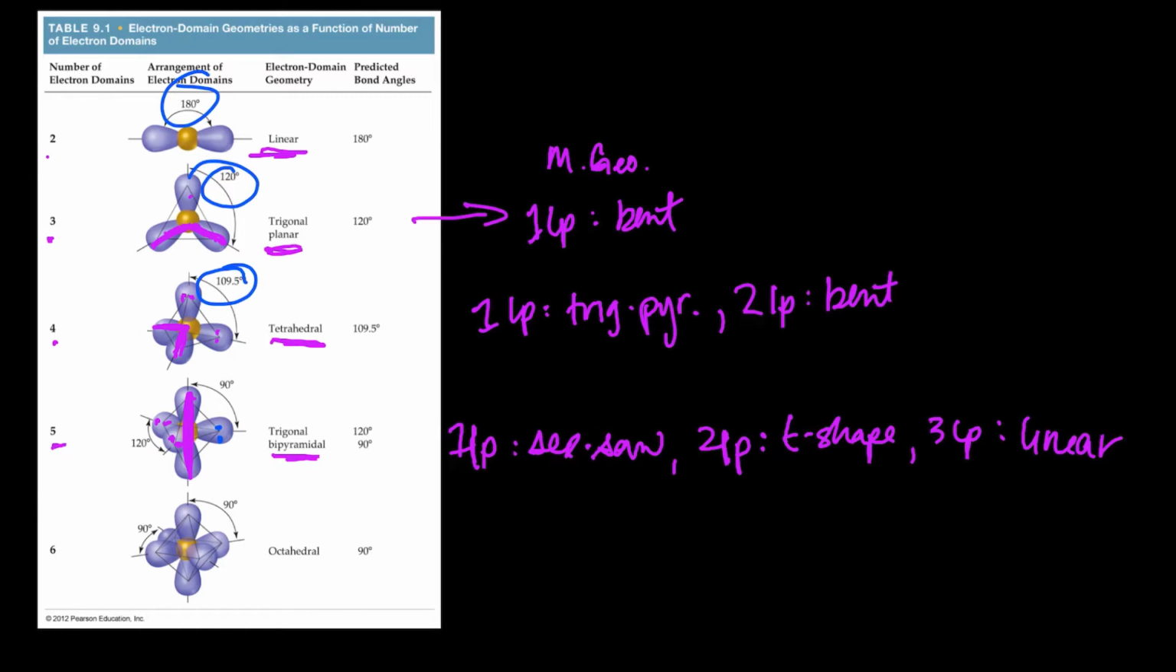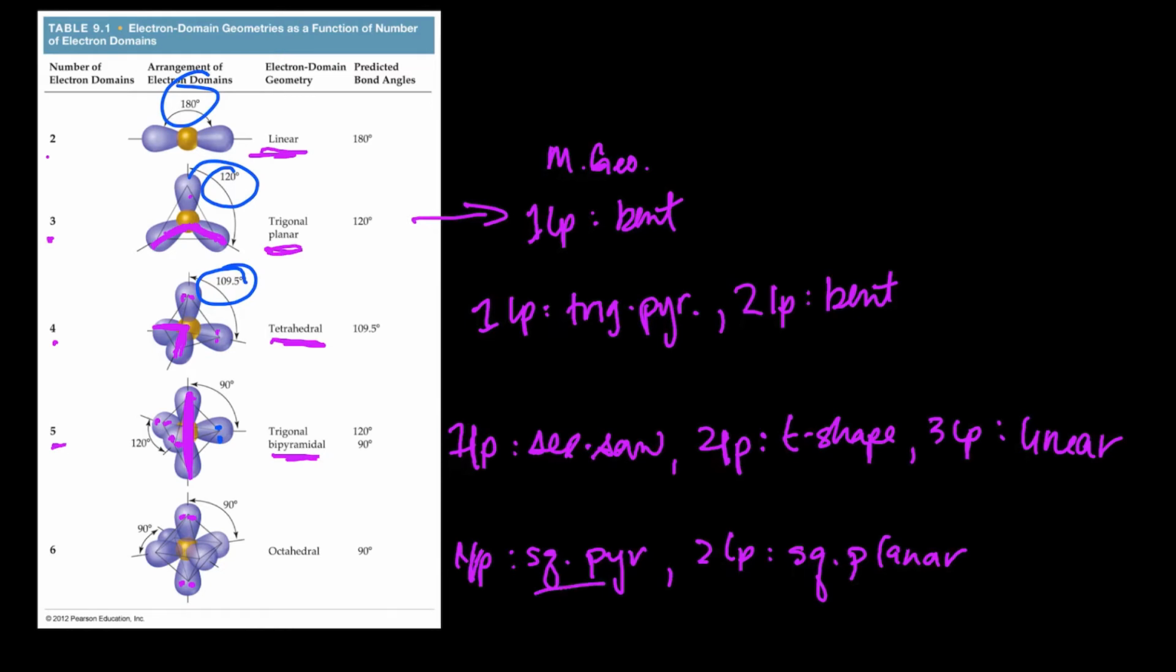And in our octahedral, we only have 90-degree bond angles, but the same principle applies. If we put one lone pair there, we end up with a square pyramid. And if we get a second lone pair, again, we're going to try to put it in a place where it's farthest from everything else. So that's when we're going to put that down here, and we end up with a square planar.